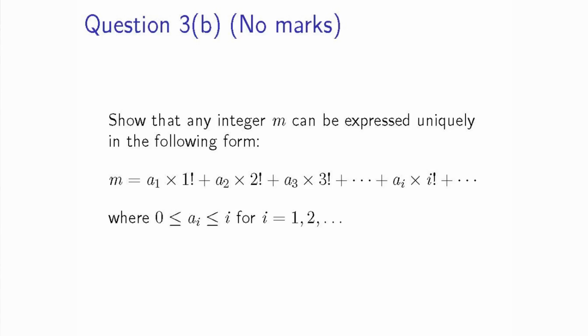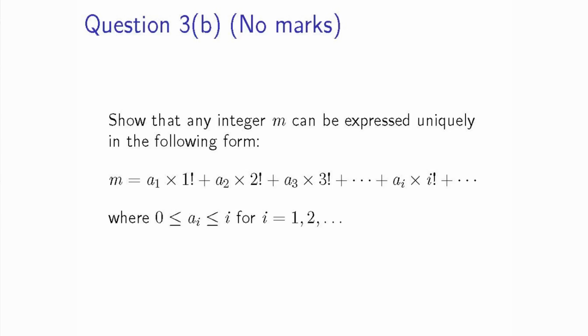So this is very similar to the digits in binary numbers or decimal numbers. In a decimal number, we have something like a0 times 10 to the power 0 plus a1 times 10 to the power 1, a2 times 10 to the power 2, and so on. So this is a similar case.